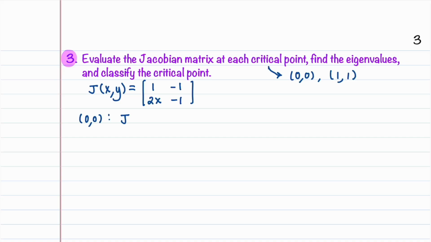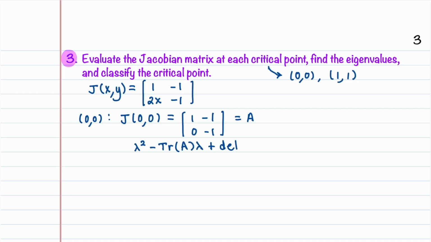Let's work with the critical point (0, 0) first. The Jacobian evaluated at the point (0, 0) is going to be equal to [1, -1; 0, -1]. We'll call this matrix A, and we can use the characteristic equation lambda squared minus the trace of matrix A, I'll show you what that is in just a second, plus the determinant of A is equal to 0. To find the trace of A, all you do is look at the main diagonal elements and add them. So this is going to be 1 minus 1, so we'll get a 0.